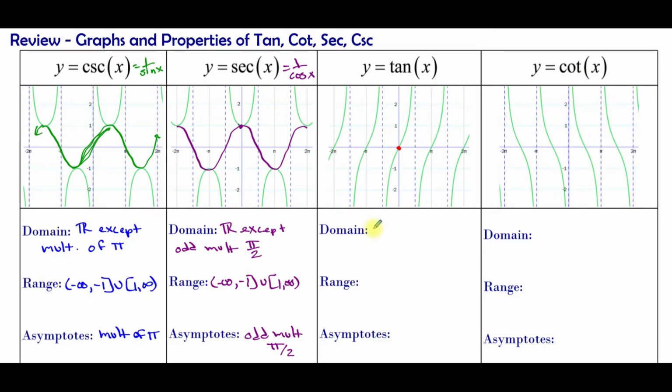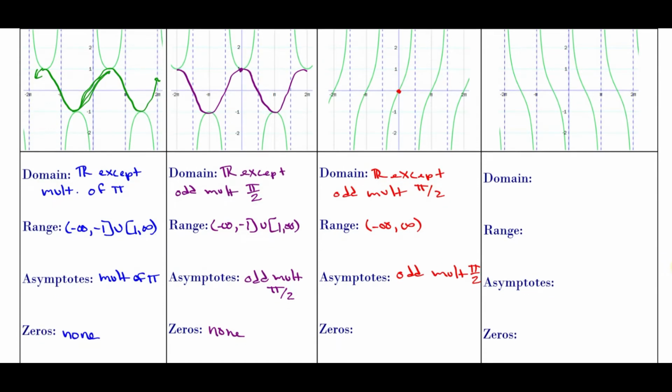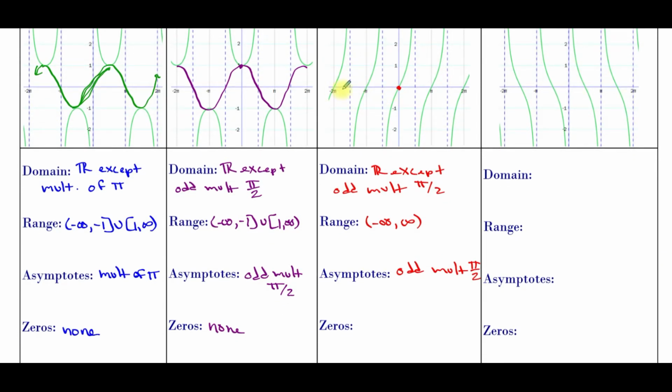Here my domain, again, is all real numbers except where those asymptotes are. The asymptotes are at those odd multiples of pi over 2. The range is all real numbers because it goes down forever and up forever. Notice on all of them that the exception in your domain is the same as your asymptotes, so that is a property. And here my zeros are all these x-intercepts: -2 pi, -pi, 0, pi, 2 pi. So my zeros here are at multiples of pi.